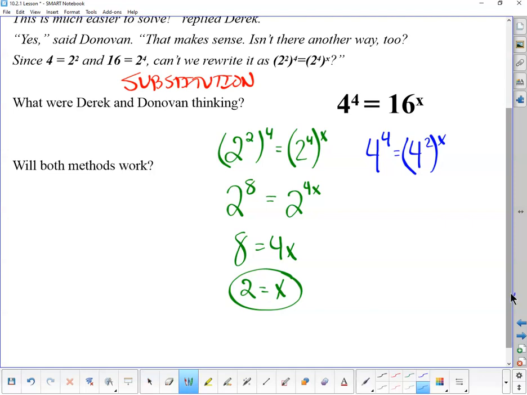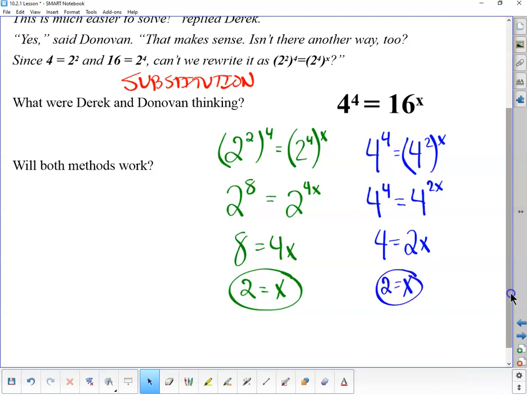And let's see if we get the same answer. So here we have 4 to the power of 4, then multiplication of powers rules, 2 times x, which is 4 to the power of 2x. Since 4 to the 4 is equal to 4 to the 2x, we can assert that 4 is then equal to 2x to keep them equal. And if 2x's make 4, 1x has to equal 2. And yes, folks, that works.